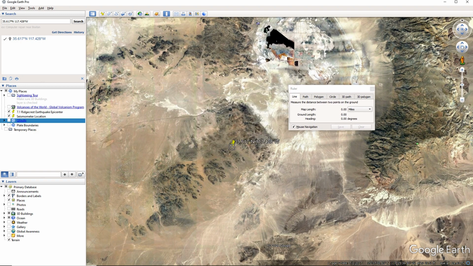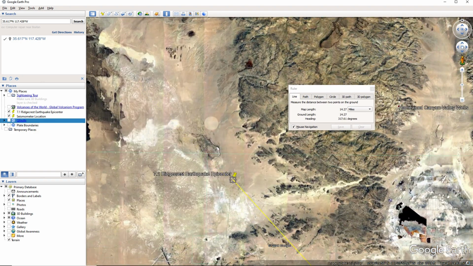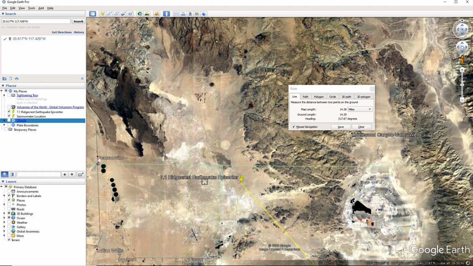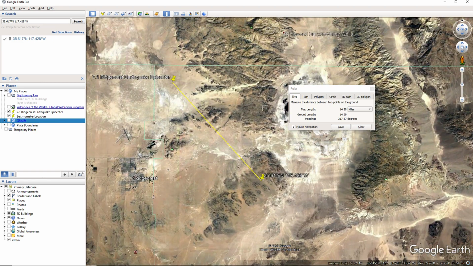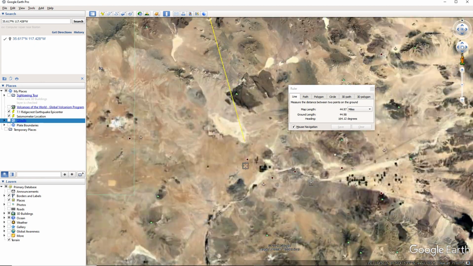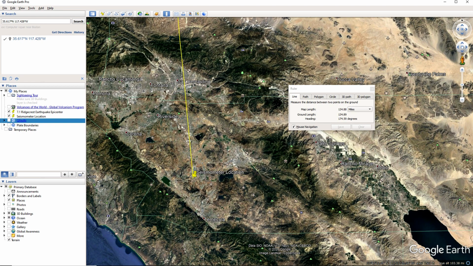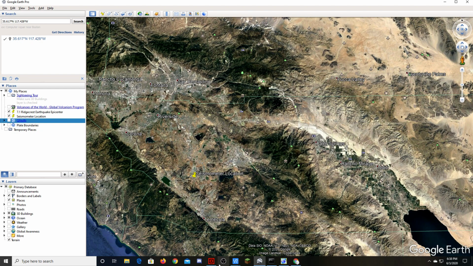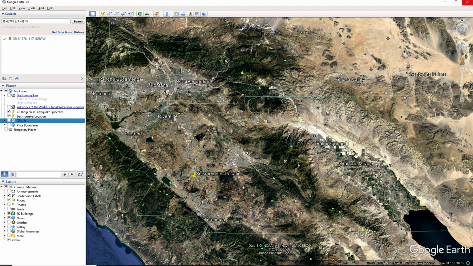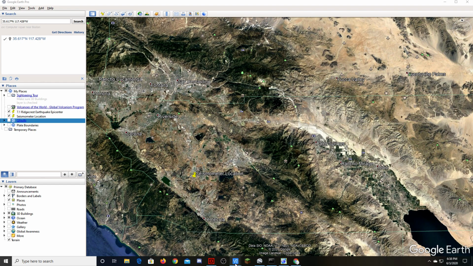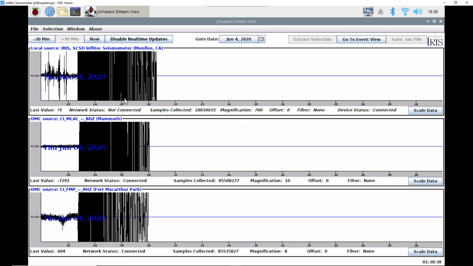For now, let's see how far it was from the 7.1 epicenter and how far it was from our seismometers. It was around 14 to 15 miles away from the 7.1 epicenter, so that's not too far. And it was 135 miles away from our seismometers, so that's pretty far. So let's close this and look on our seismometers.